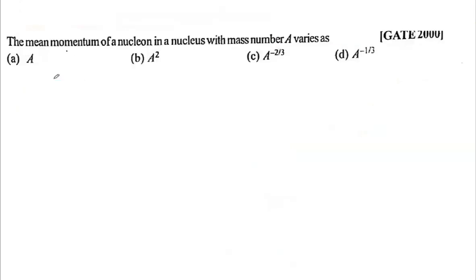So one more question is there. The mean momentum of a nucleon in a nucleus with mass number A varies as what? I think it is the same problem which we have already discussed. Can any student guess? Option D? Yes. So the momentum of a nucleon in a nucleus varies inversely proportional to A^(1/3). How can you calculate? We have already derived that.